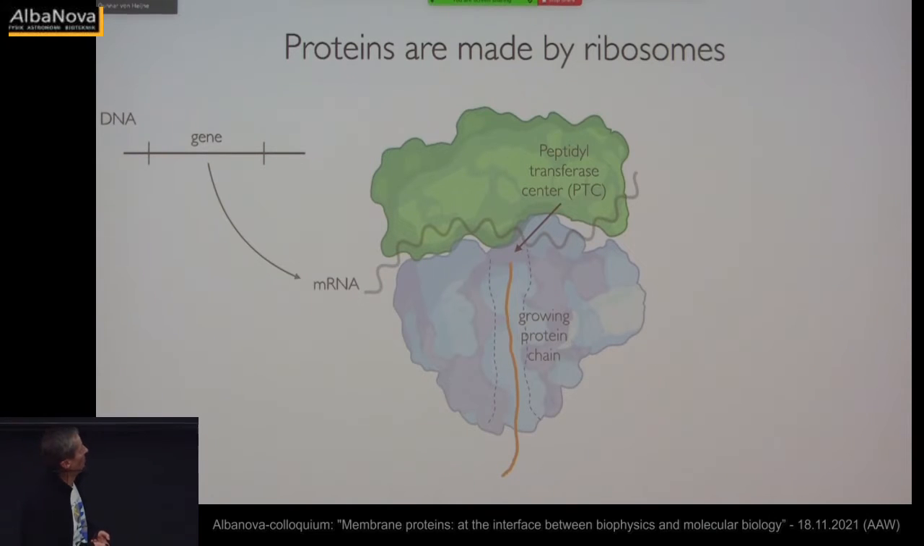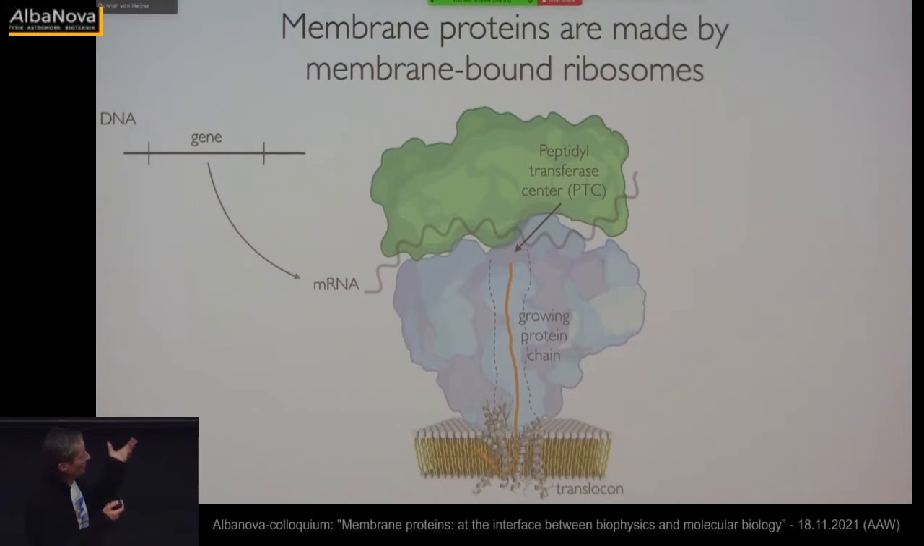Now, what about membrane proteins? Membrane proteins are made in the same way, except that they're made by ribosomes that are already attached to the membrane. So the membrane proteins are made by membrane-bound ribosomes. And that's very important because, remember, in a membrane protein, we have these very hydrophobic segments that will eventually make up the transmembrane alpha helices. It would not be a good idea to have them come out into the aqueous solution inside the cell, because they would start to aggregate and so on.